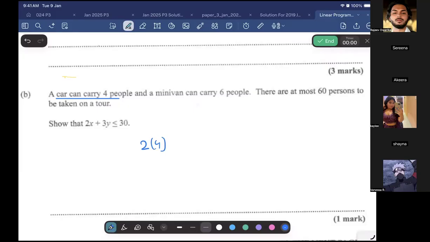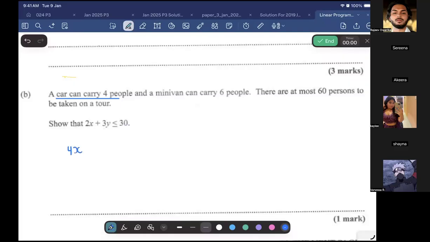Because think about it, right? If you have 2 cars and you know 1 car could hold 4 people, to figure out the total number, we just multiply. Yes, sir. If I had 3 cars, it's the same process, 3 by 4. So if I have X cars, what would it be? It'd be 4 by X. Right? Okay.